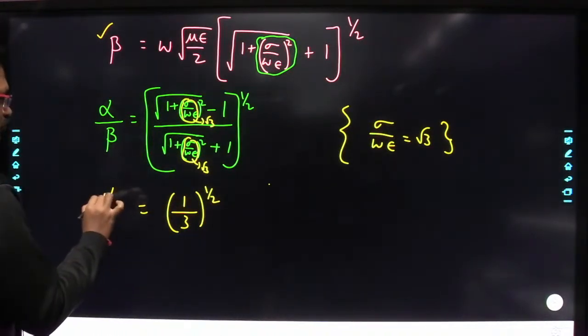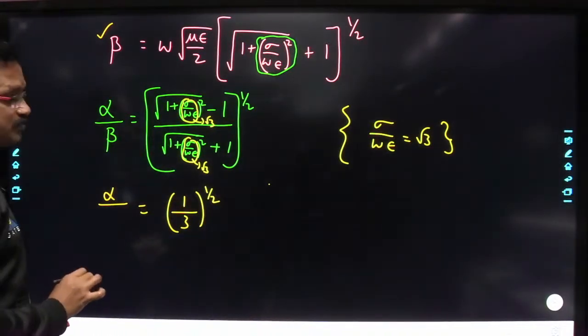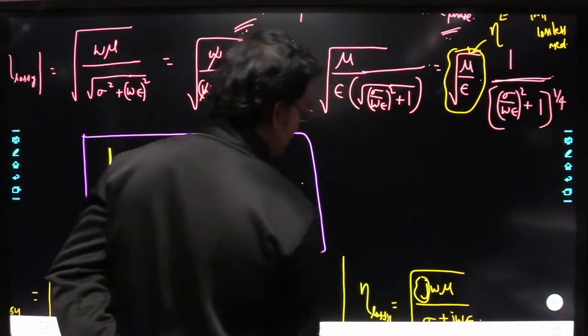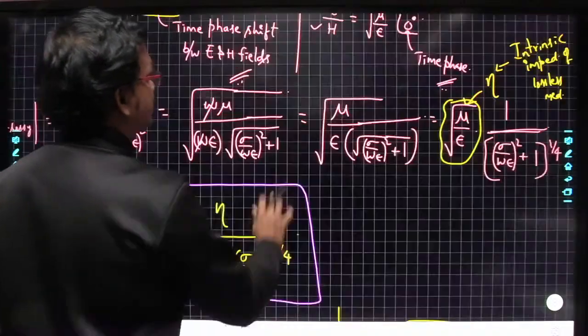So alpha, and what is the beta value? What beta value have they given? I think the beta value is 1 by 3.